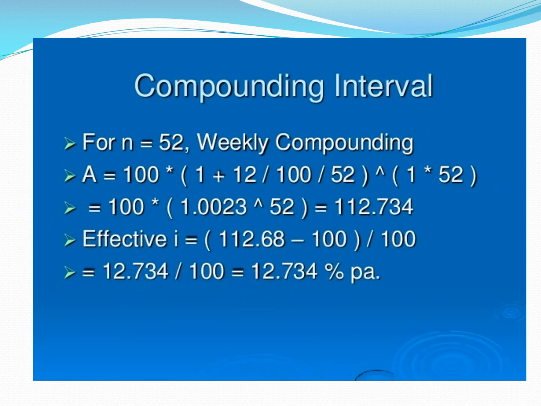For n equals 52, it means weekly. Every year has 52 weeks. Therefore, the amount is 100 into (1 plus 12 by 100 by 52) to the power of 1 into 52. Calculating 1.0023 to the power of 52, we finally get 112 rupees 73.34 paise. The effective interest is I equals (112.73 minus 100) divided by 100. Lastly, we get 12.734%, about 12.7% per annum.